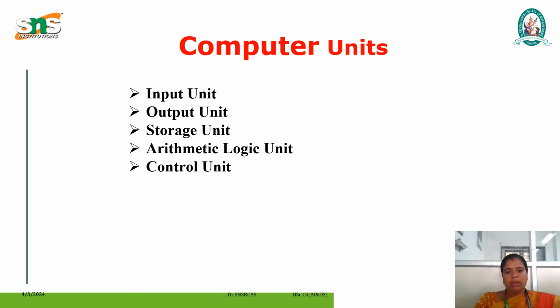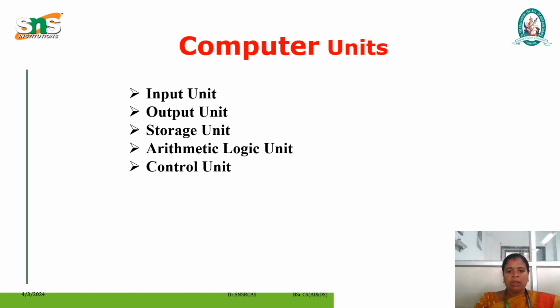Arithmetic logical unit. Calculations related to the computer system are performed by the arithmetic logical unit. It can perform operations like addition, subtraction, multiplication, division, etc. The control unit transfers the data from the storage unit to the arithmetic logical unit when calculations need to be performed. The arithmetic logical unit and control unit are together known as the central processing unit.